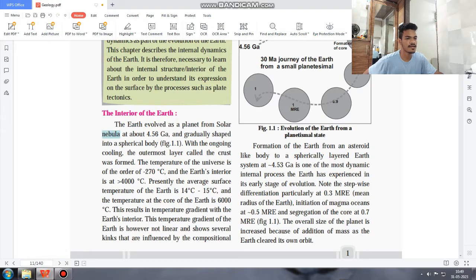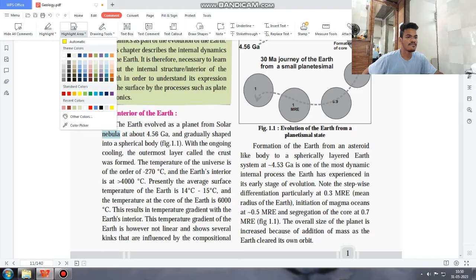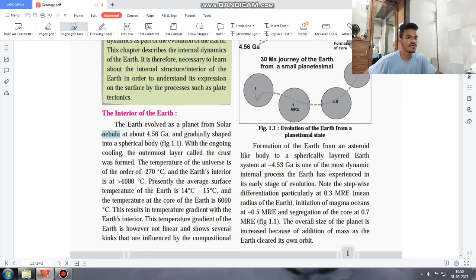It was formed from nebula. The earth evolved as a planet from a solar nebula around 4.56 billion years ago and gradually shaped into a spherical body. Then the crust was formed. Then this was the temperature of the universe. Presently the average temperature of the earth is this much. So this is the basic information about the earth.